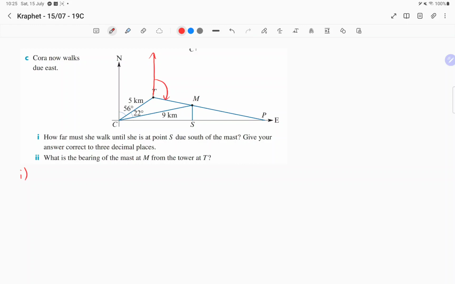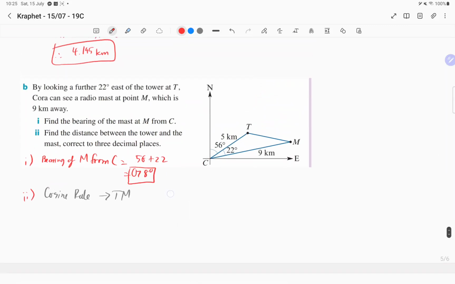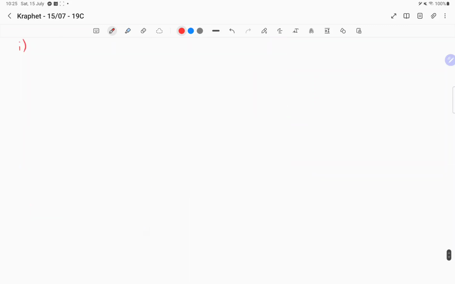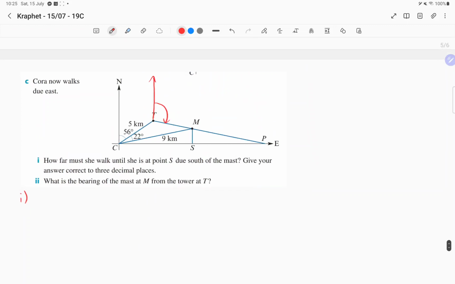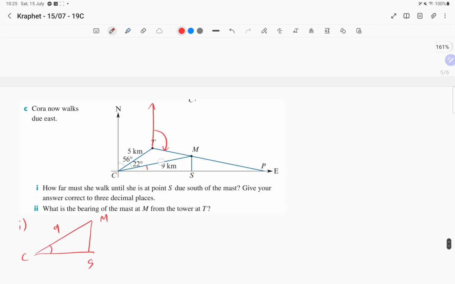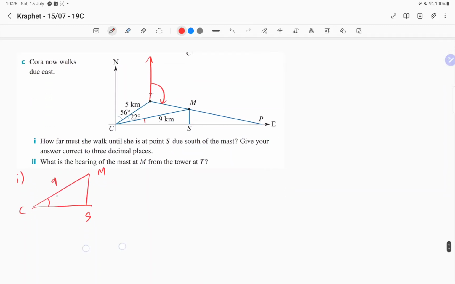How far must she walk until she's at point S due south? Well, this is not hard. We know it's 9 kilometers from C to M, didn't we get that from here? Yes, 9 kilometers away. Again, for questions like this, it's easier to redraw the diagram and see what else we know. So this is 9 kilometers, that's C. Can we find MCS? It's just 90 minus these two, so that's 78, so that will be 12 degrees.